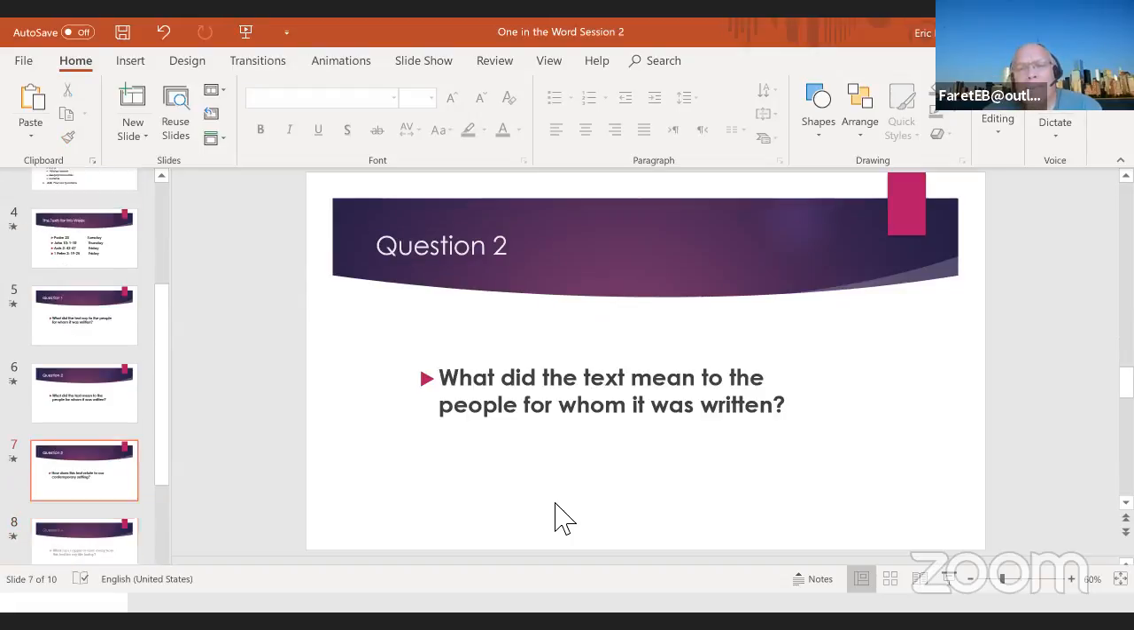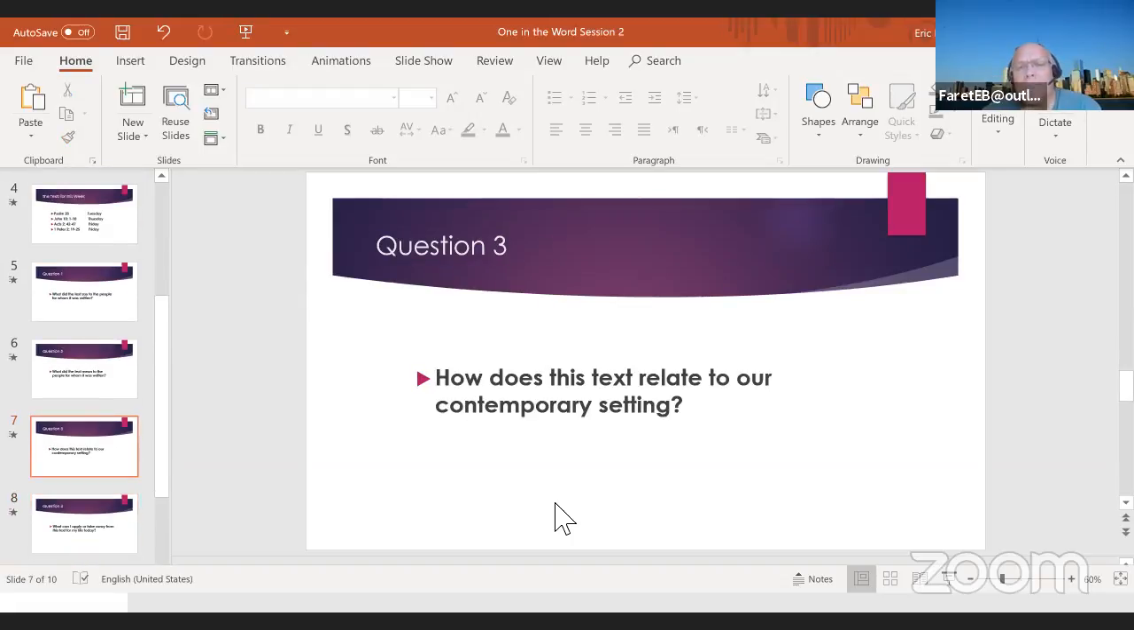I'll go to the third question here. How does this text relate to our contemporary setting? And I want to ask a question B to this too. Think about what we read before in the Psalm. What stands out? What phrase, what word, what metaphor really stands out for you today?